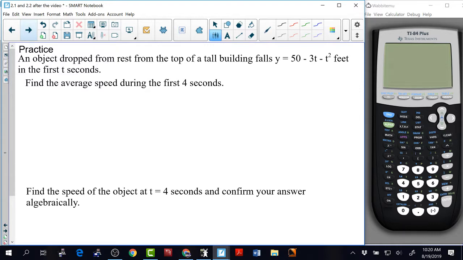An object dropped from rest from the top of a building falls y equals 50 minus 3t minus t squared feet in the first t seconds. Find the average speed during the first 4 seconds. So this is 2 points, from 0 to 4. So average rate of change or average speed is equal to f of 4 minus f of 0 over 4 minus 0. Distance over time.